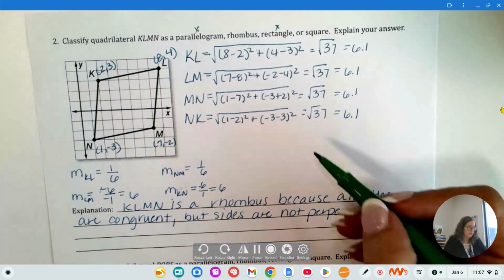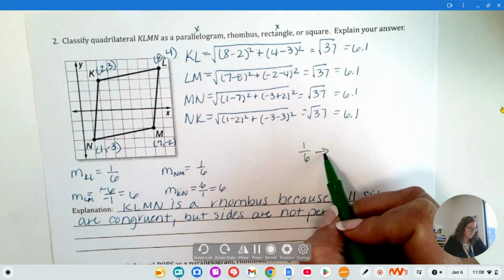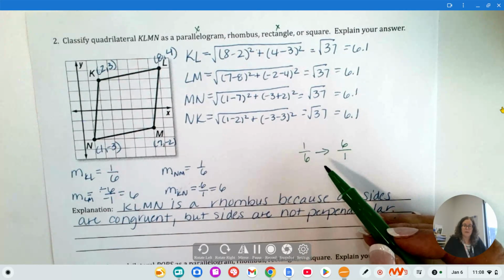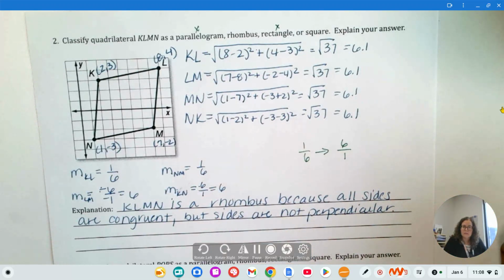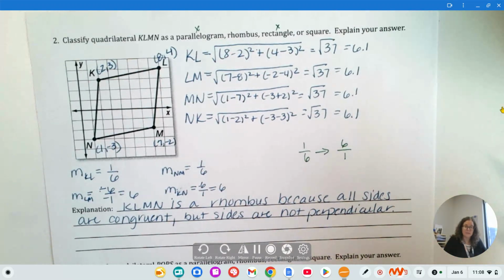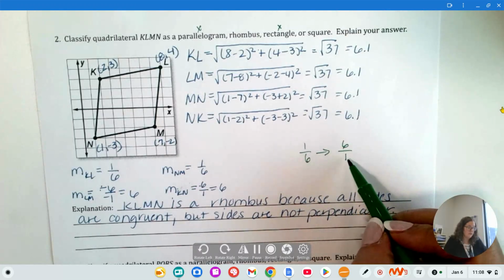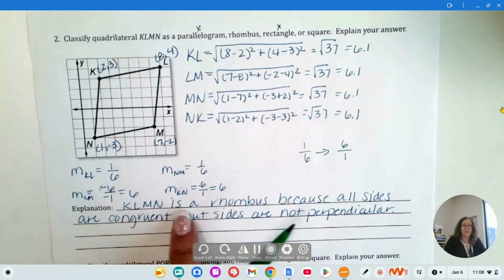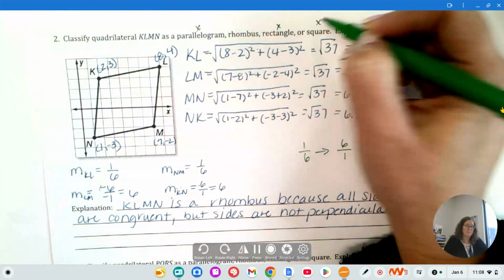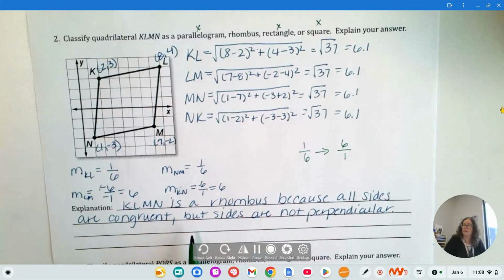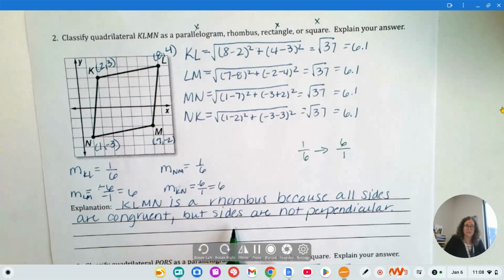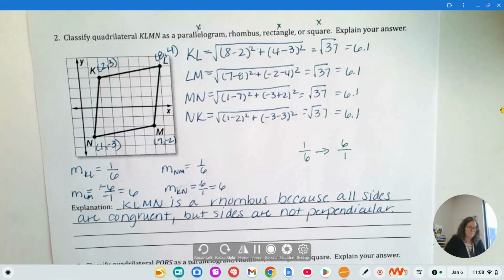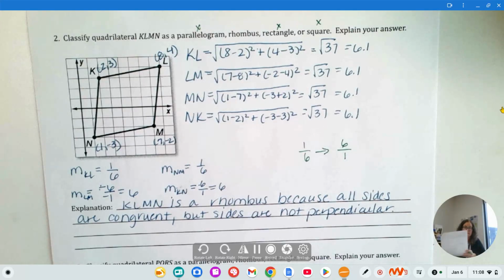Now these look like opposite reciprocals because it's like 6 and 6 over 1. But do you see how they're both, wait a minute. Yeah, they're all positive, correct? So that means that they're not opposite reciprocals, they're just reciprocals, okay? So that means that it's a rhombus because they do not make 90 degrees in the corner, okay? So KLMN is a rhombus because all sides are congruent, but the sides are not perpendicular, all right? Okay, so now that is the answer to number 2.